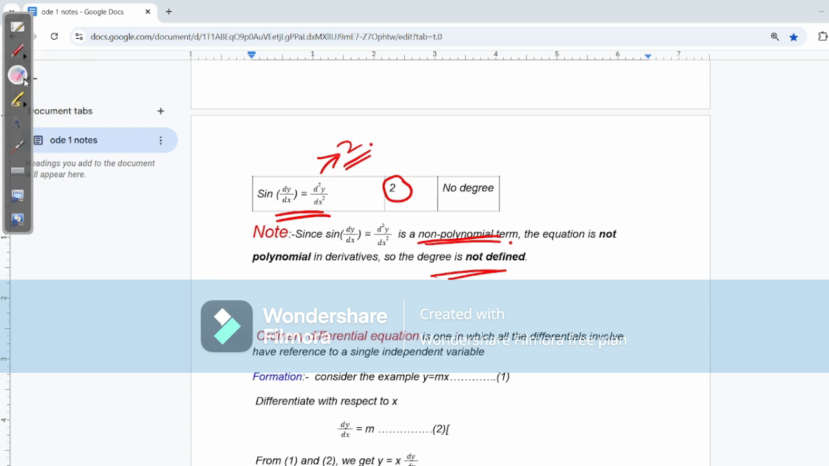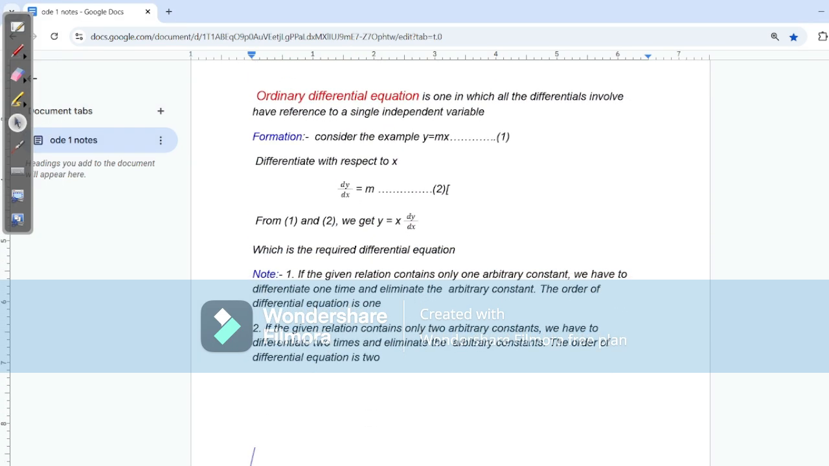Now, ordinary differential equation. An ordinary differential equation is one in which all the differentials involved have reference to a single independent variable. Consider the example y is equal to mx, where m is called an arbitrary constant. Differentiating with respect to x gives dy by dx is equal to m. From 1 and 2 we get y is equal to x times, in the place of m put dy by dx, which is the required differential equation.